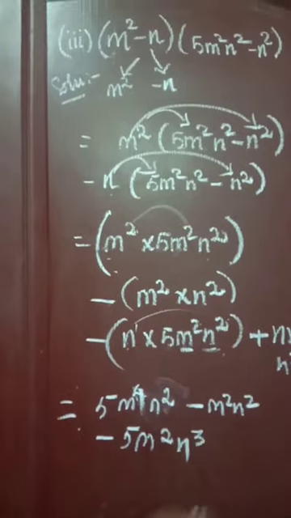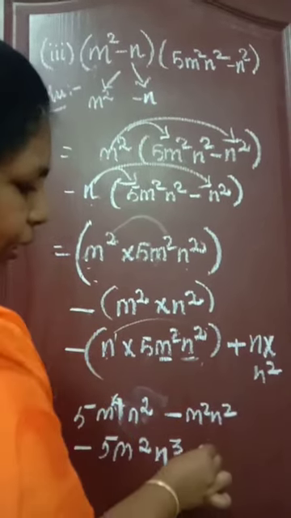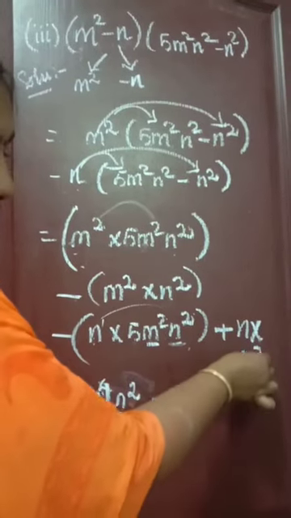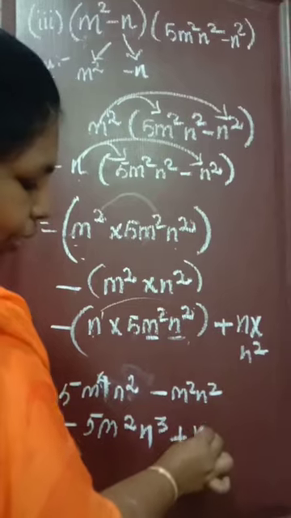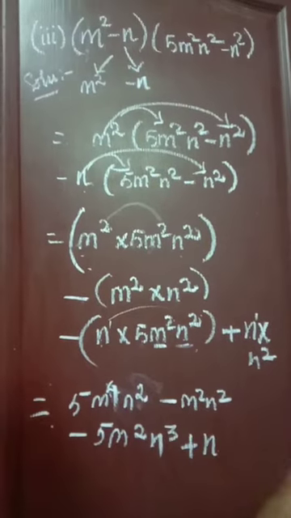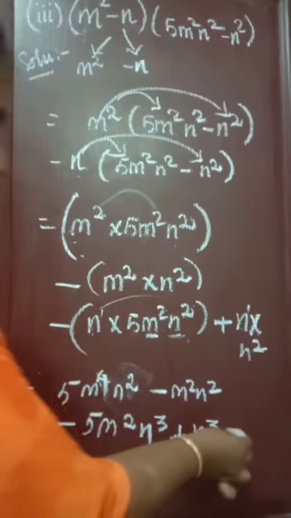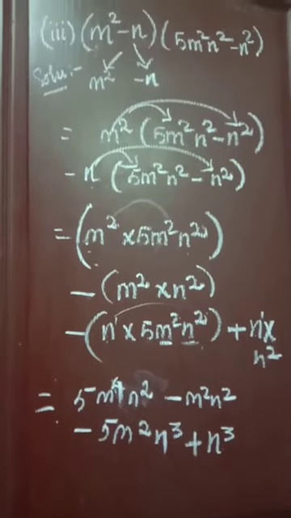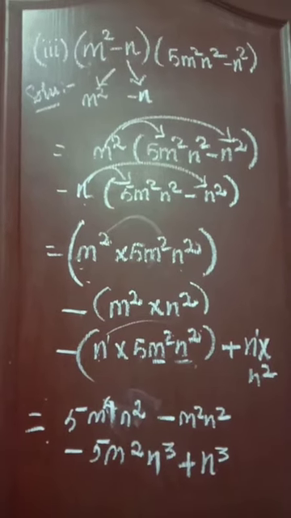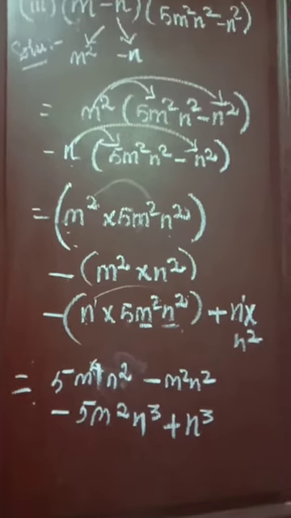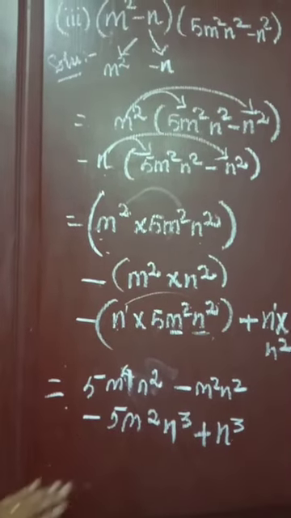So n power 3. Next one, n into n square, same variable, so we have to add the power. Here what is the power? 1. Here what is the power? 2. So 1 plus 2 is 3. Listen, after this step you have to arrange the like terms. Is any like term there? m power 4, is any other m power 4 there? No.